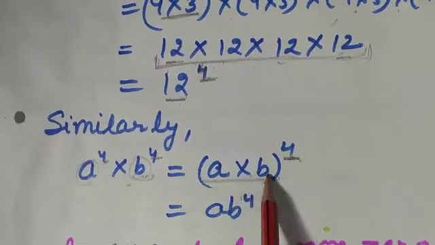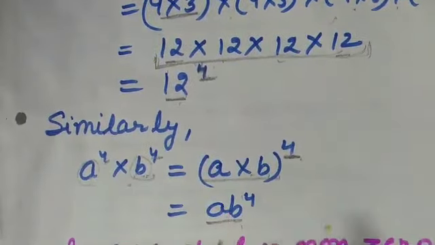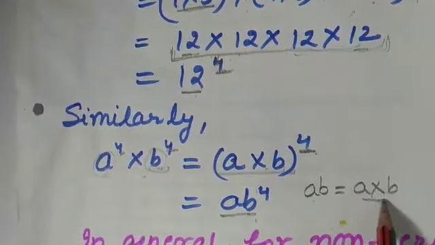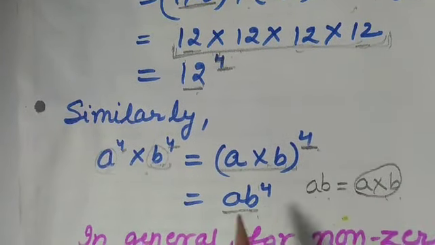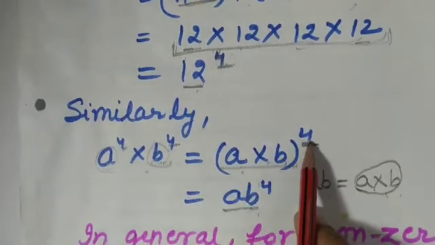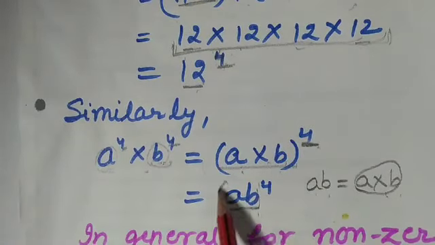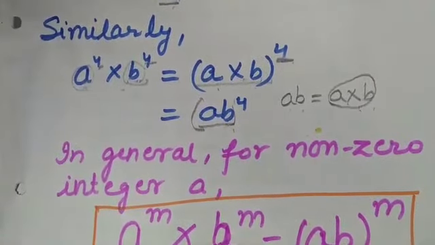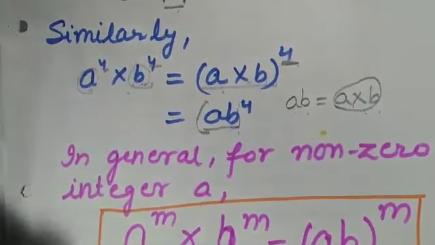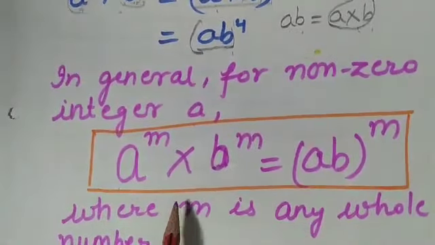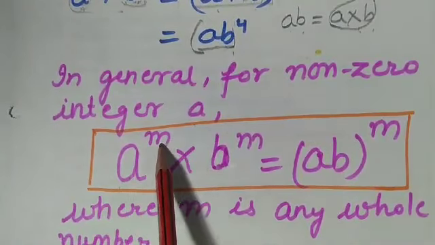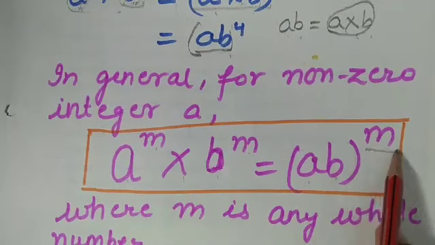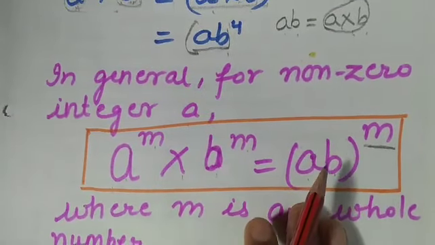So this can be written as A into B can be written as AB. This is the same thing, A into B. We can write A into B is equal to AB. So A into B whole raised to the power 4 is equal to AB raised to the power 4. So in general, for non-zero integer A, we have the fourth law as A raised to the power m into B raised to the power m is equal to A into B whole raised to the power m. This is in general form.